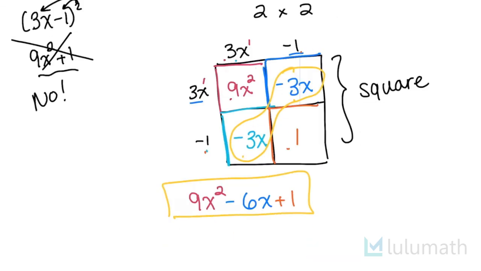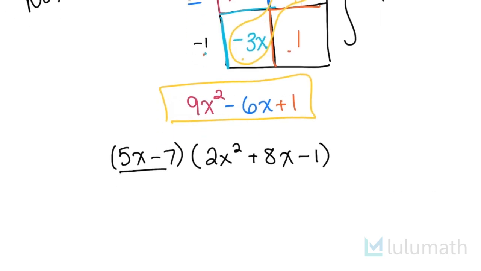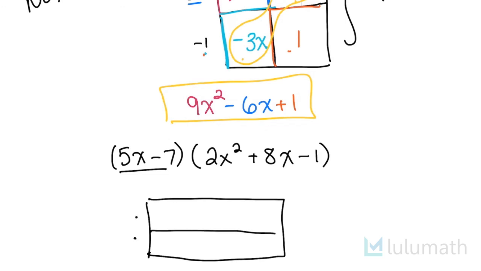Again, the advantage of this method is that you can use it for any type of expansion that you would like to do. So I can expand, for example, 5x minus 7 multiplied by 2x squared plus 8x minus 1. And if I wanted to do that, this would end up being a binomial, so two terms, by a trinomial. So the only difference is now it would be a 2 by 3 box instead of a 2 by 2 box. If you want more information on that, make sure you check that video out.